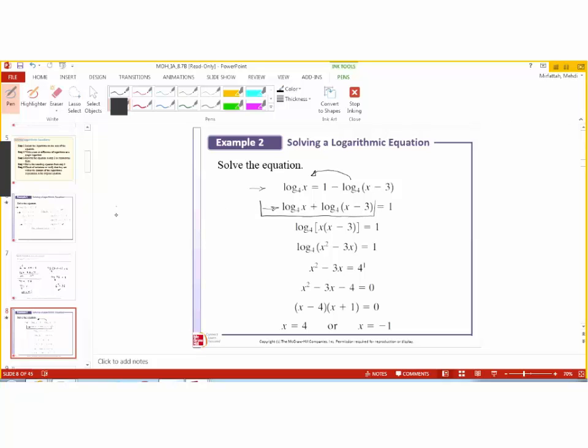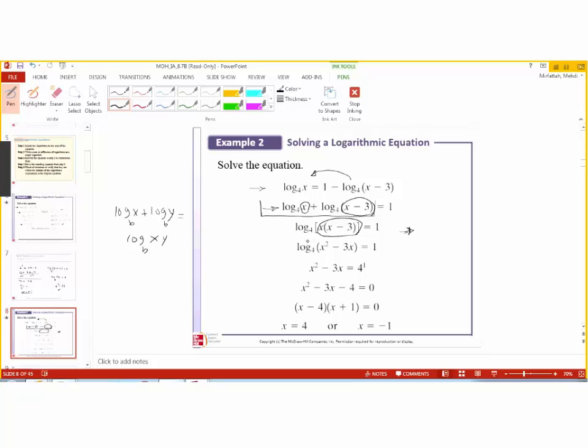So if we recall, log of x plus log of y is equal to log of xy, and the bases are the same. That's exactly what we're doing. This is your x, and this is your y. So that would be xy right there. Then once we get to this form, we're going to write this in exponential form.